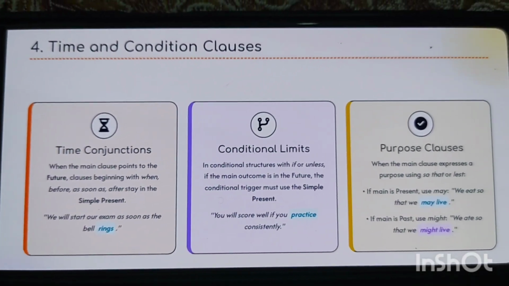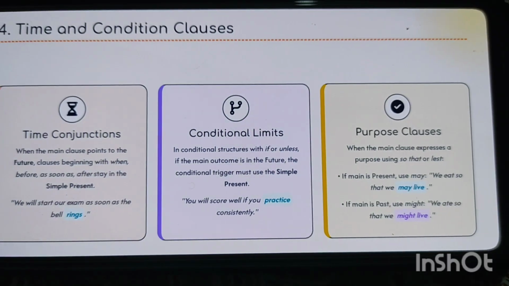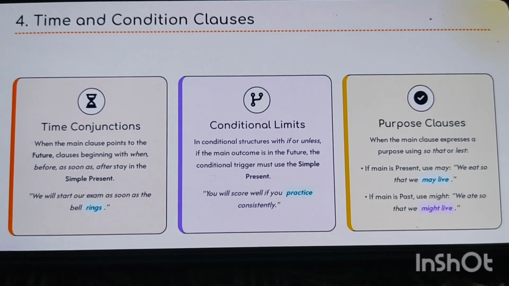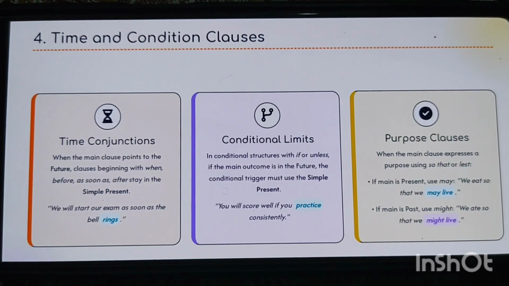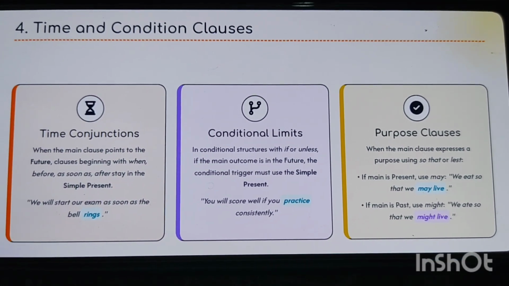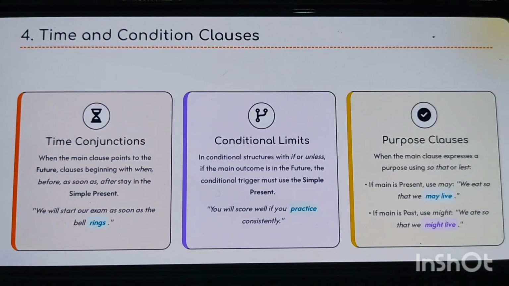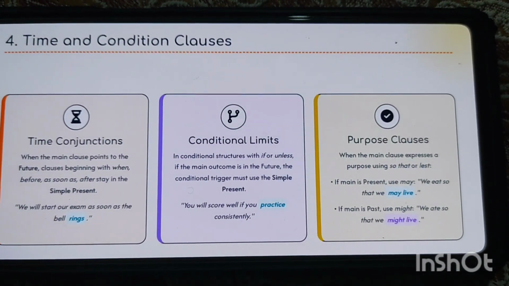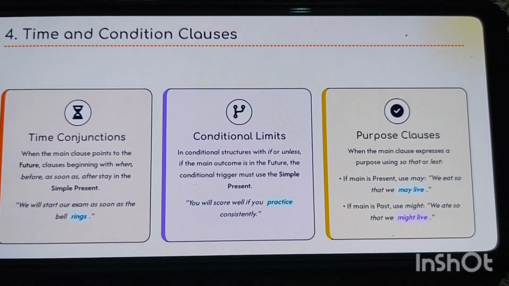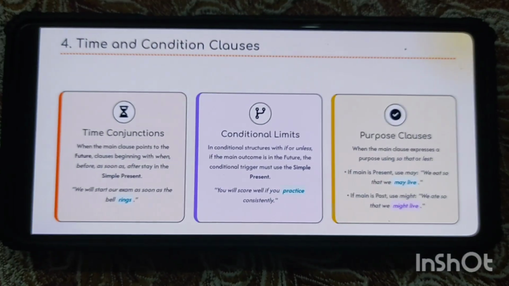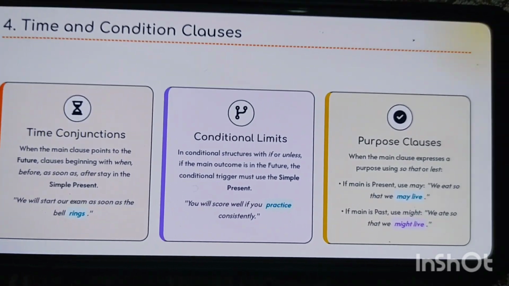When the main clause expresses a purpose using so that or lest, for example, if the main verb is in the present tense, use may. We eat so that we may leave. May is in the present tense. If the main verb is in the past tense, use might, because might is the past form of may. We ate, ate is already in the past tense, so that we might leave.